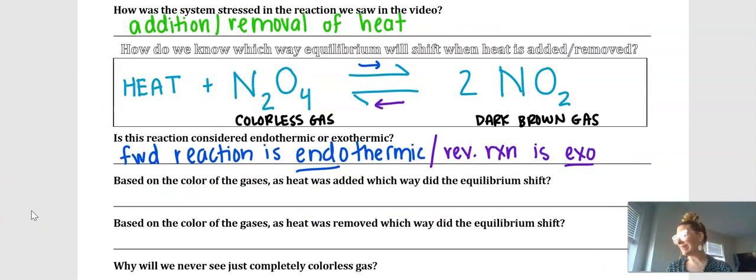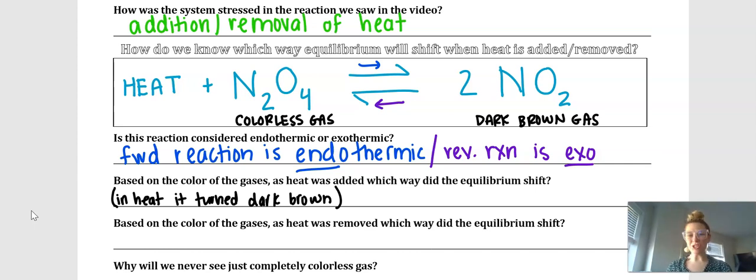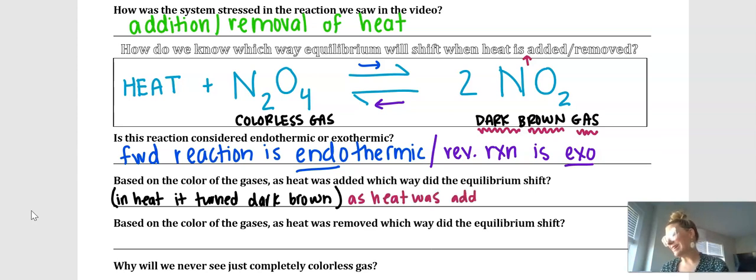So going back and looking here, let's just jot that down. In heat, it turned dark brown. As a result of that, which direction did equilibrium shift? Well, looking at our substances here, if we're getting a darker brown color, that must mean that we have an increased amount of NO2 gas, which means that we've shifted to the right, okay? So as heat was added, equilibrium shifted right.